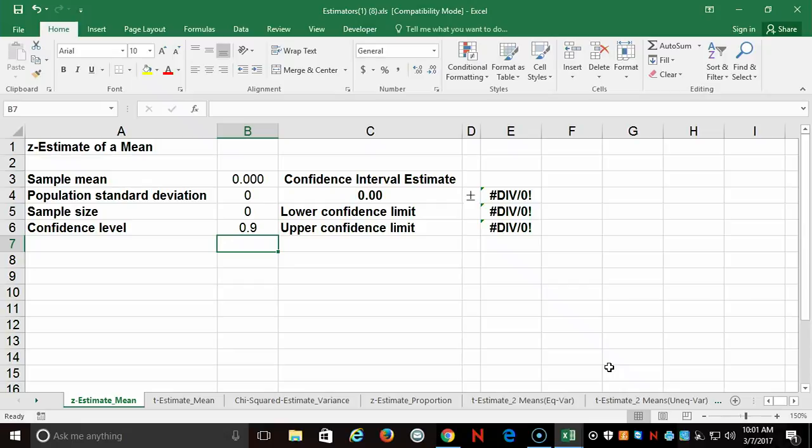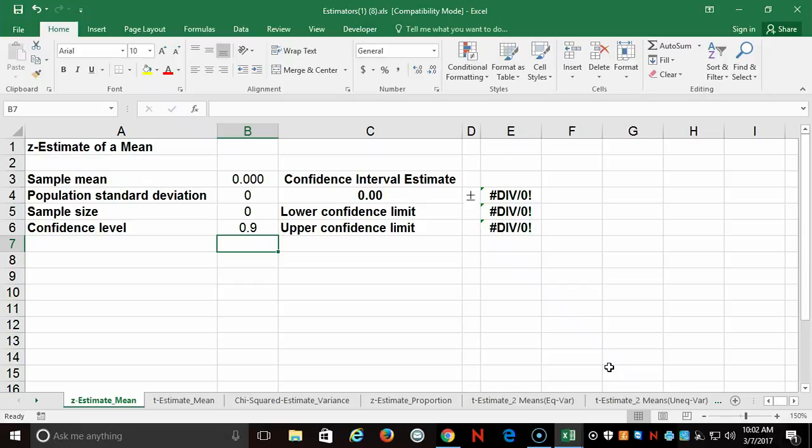I get the sample mean from that data. I get the sample size, I think it's 122, and the confidence level is 95%. But I can't get the population standard deviation, because I don't know what it is. So this is a problem. Z-estimate means a problem. What did I tell you we need to use? And we don't know the population standard deviation.